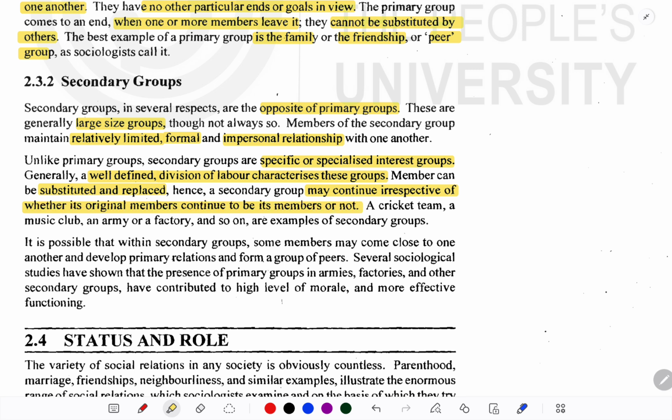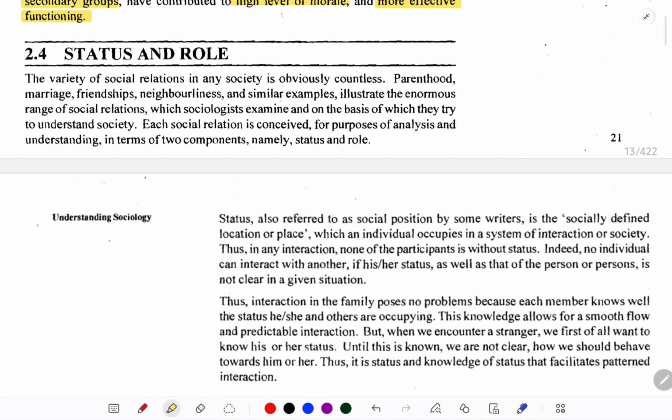be members or not. A cricket team, a music club, an army, or a factory, and so on are examples of secondary groups. It is possible that within secondary groups, some members may come close to one another and develop primary relations and form groups of peers. Several sociological studies have shown the presence of primary groups in armies, factories, and other secondary groups has contributed to a high level of morale and more effective functioning.